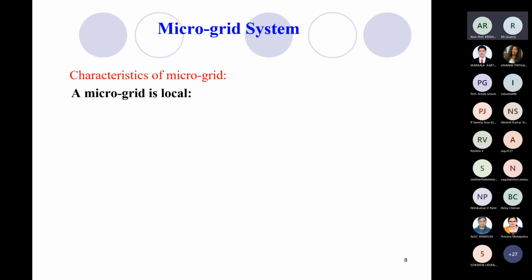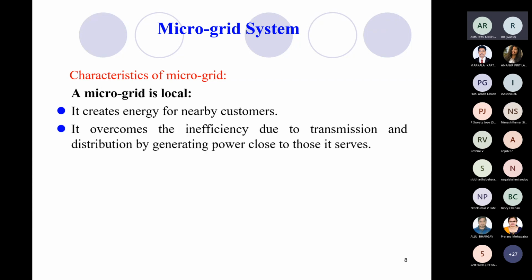And as we know, these transmission lines are nothing but conductors. So there will be some transmission and distribution losses, which reduce the efficiency. Since this microgrid is local, it will increase the efficiency of the overall system, reducing the transmission and distribution losses. This microgrid is formed in such a way that it will supply electricity to the customers situated close to it. So that is one of the characteristics of this microgrid.